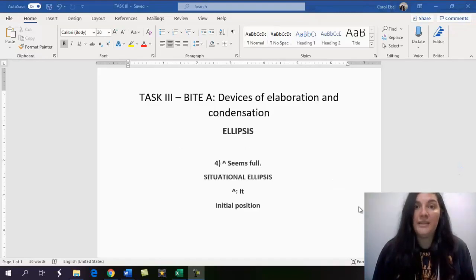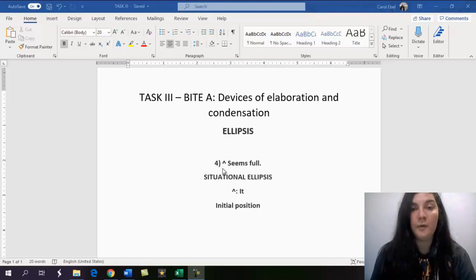Let's begin with the cases of ellipsis. The first we're going to analyze is situational ellipsis. We have an example of situational ellipsis in exercise 4, and it's the only one we have. Remember that in cases of situational ellipsis, we don't have enough information within the clause or surrounding the clause, so we need to recreate a linguistic context in order to grasp which was the omitted structure.